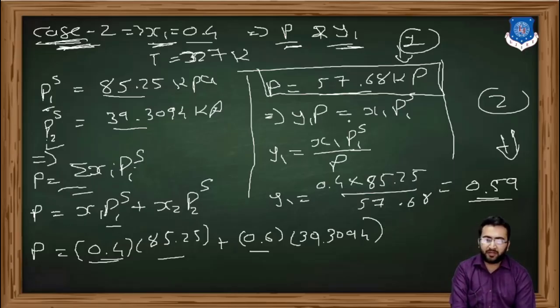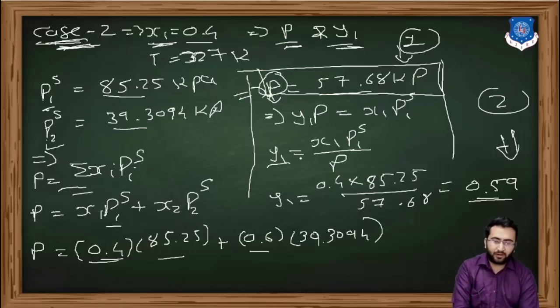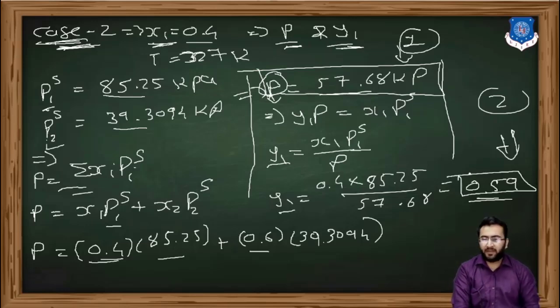Using this bubble point equation, we find the total pressure, which is 57.68 kilopascal. Using Raoult's law and applying this pressure value in it, we will get the mole fraction of the vapor phase of component A, or we can say component 1. So we will get the value of y1, which is 0.59.